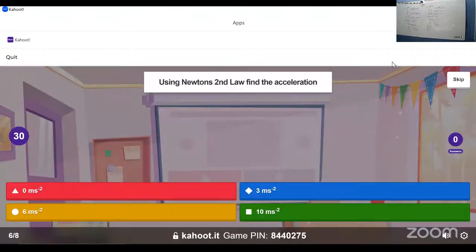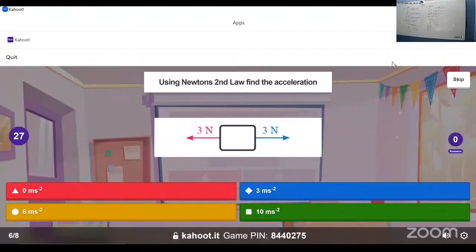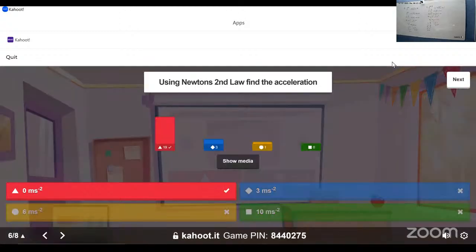Oh, I like this one, I like this one. I really like this one. Find the acceleration. Right? Why is the answer 0? Because the resultant force is 0, right? If F is 0, a will be 0.